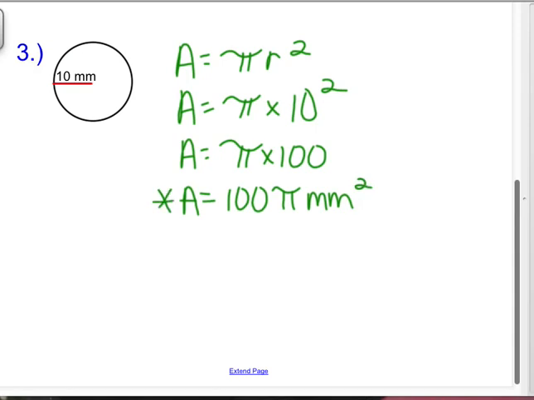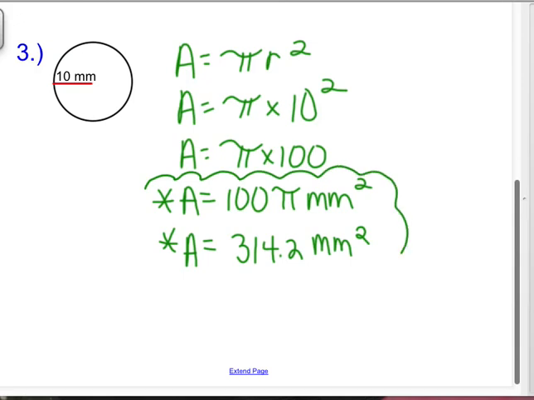And if I actually follow through with this now and write it in decimal form using my calculator, rounded, 314.2 millimeters squared, second answer. That's not too bad, right? It's really, truly calculator work. But you got to make sure you're plugging in the radius and you don't accidentally stick a diameter there.